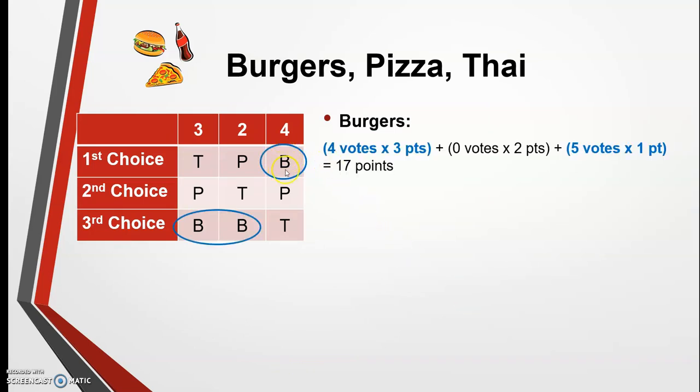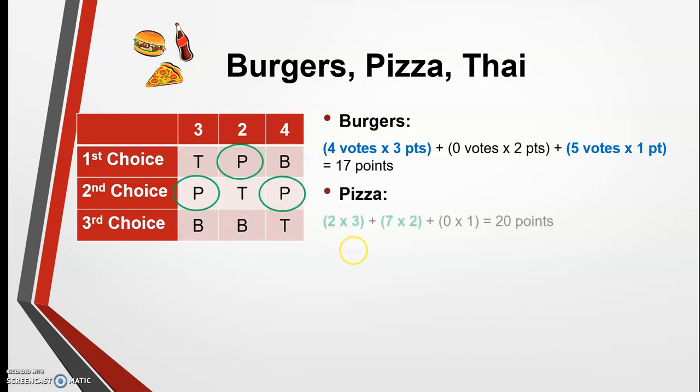Burgers received 4 first place votes times 3 points each. Burgers did not have any second place votes, so it's 0 votes times 2 points each. And Burgers had 5 last place or third place votes, so it's 5 votes times 1 point. So 12 plus 0 plus 5 gives Burgers a total of 17 points.